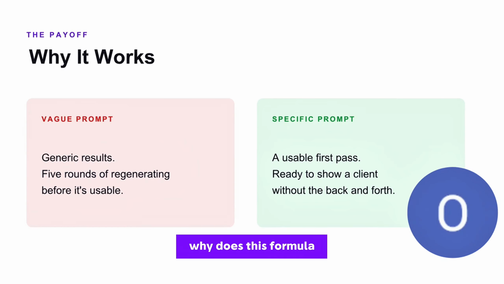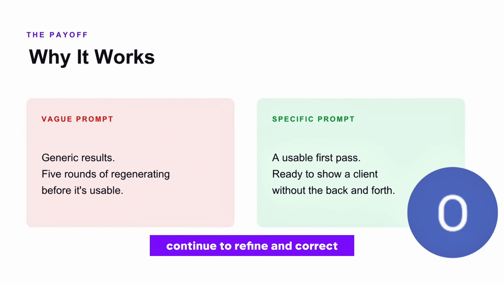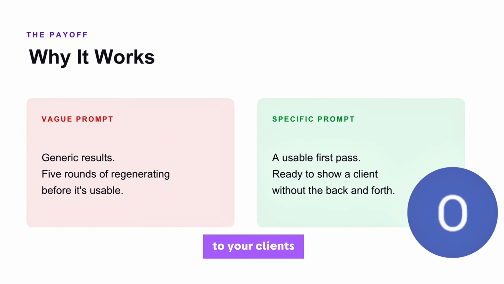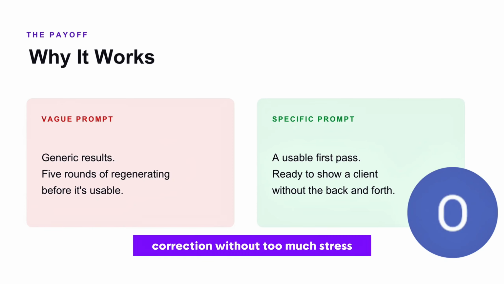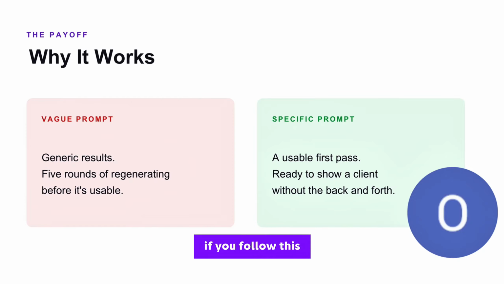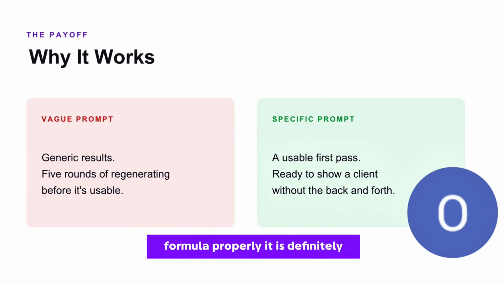Why does this formula work? It gives a usable first pass that is not going to stress us. It is not going to give us a generic result. It is not going to make you do five rounds of regenerating before it becomes usable. Once you create it, it gives you a proper pass that you can continue to refine and correct. You can even show this first pass to your clients without going back and forth, without so much correction, without so much stress. If you follow this formula properly, it is definitely going to work for you.